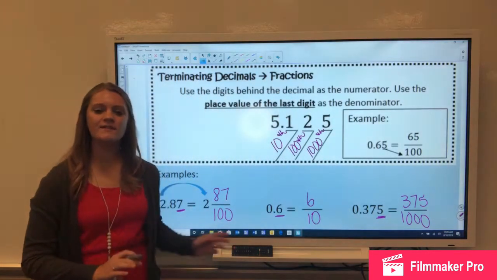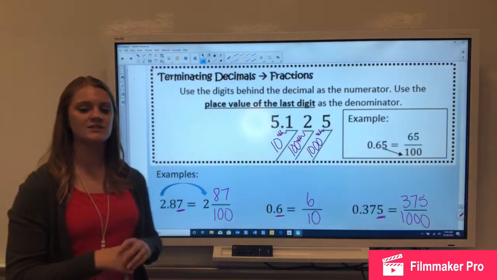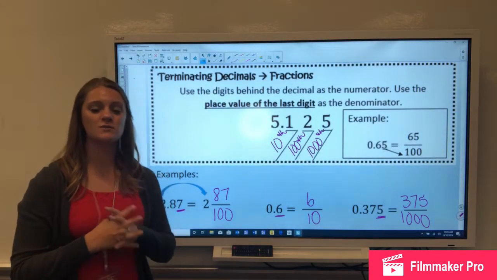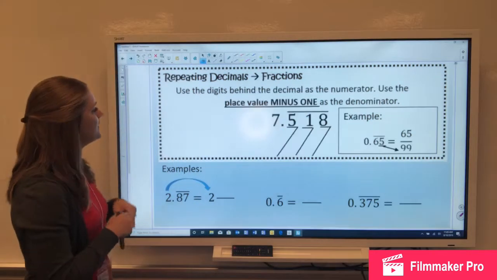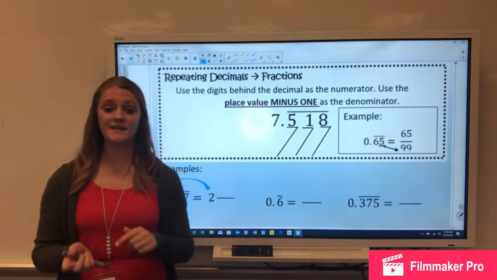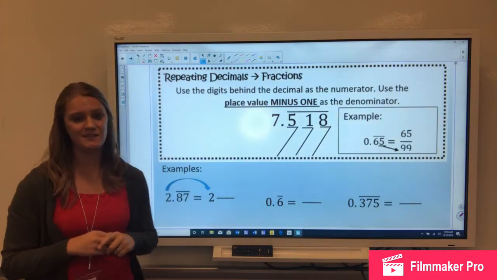So take a second, write those examples down. Make sure you have your notes on terminating decimals to fractions complete. We're about to move on to repeating decimals. All right, let's look at how to turn repeating decimals to fractions. Very same process, one minor detail is different.